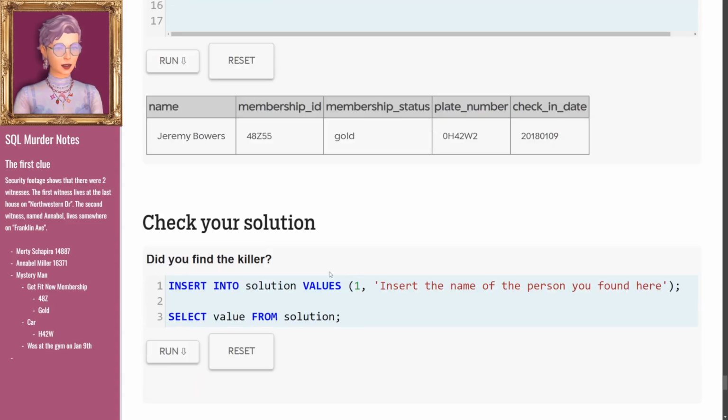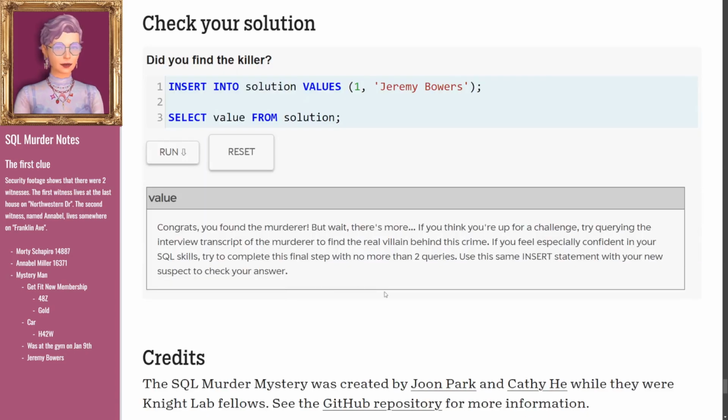Okay, did we find the solution? Insert into solution values 1, insert name of the person you found here. Okay, copy, paste. Congrats, we found the murderer. But wait, there's more. If you think you're up for a challenge, try querying the interview transcript of the murderer to find the real villain behind this crime. There's more! If you feel especially confident in your SQL skills, try to complete this final step with no more than 2 queries. Interesting. Use the same insert statement with the new suspect to check your answer.